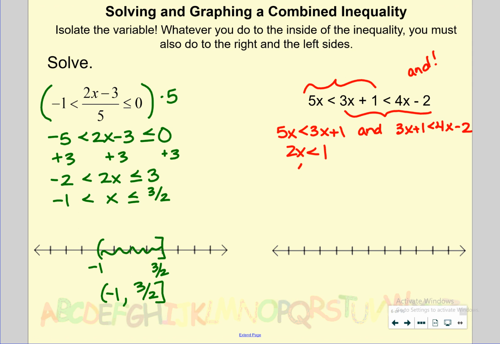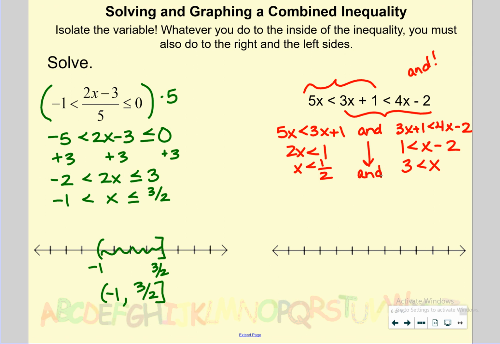Okay. X is, if I divide it, less than a half. For the other one, I'm going to move the 3x over to the right. 1 less than x minus 2. Add the 2. X is greater than 3. And this is an and statement.